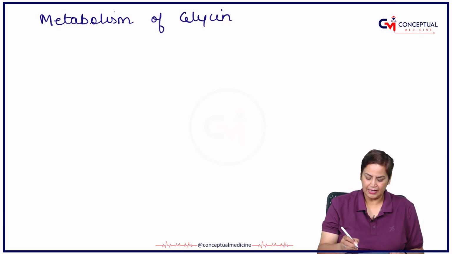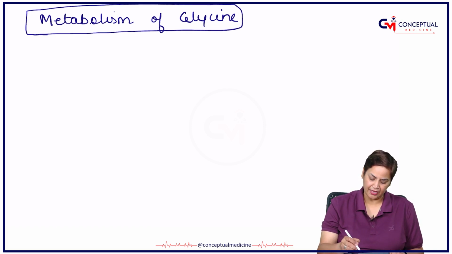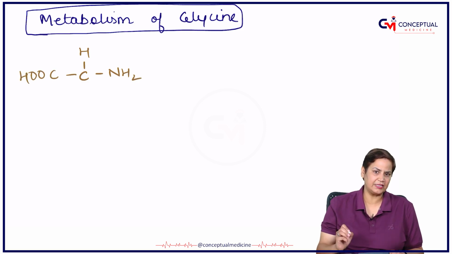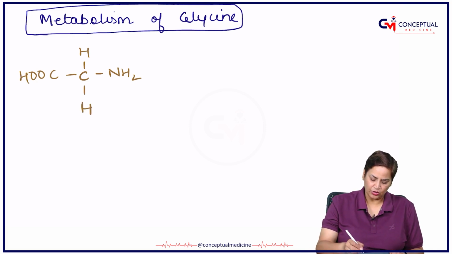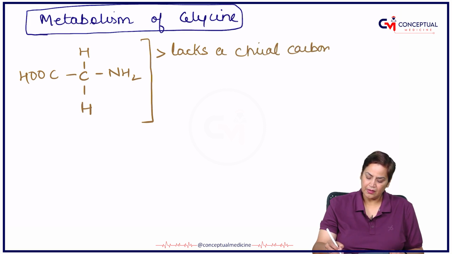Now first of all, let's look at the structure, how glycine looks. This is the generalized structure of an amino acid, which is the same for all the 20 standard amino acids, and here H is present. So this becomes the structure of glycine, where you can see that this C, or the entire structure, lacks a chiral carbon atom. Since it is lacking a chiral carbon atom, we can call it asymmetric also.